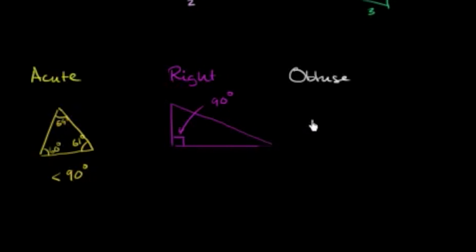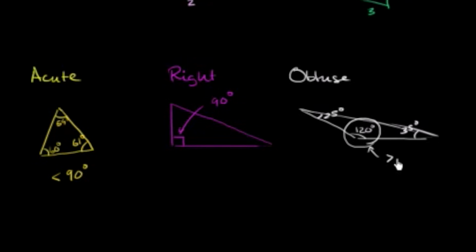Now, you could imagine an obtuse triangle based on the idea that an obtuse angle is larger than 90 degrees. An obtuse triangle is a triangle that has one angle that is larger than 90 degrees. That we have an angle that is greater than 90 degrees.